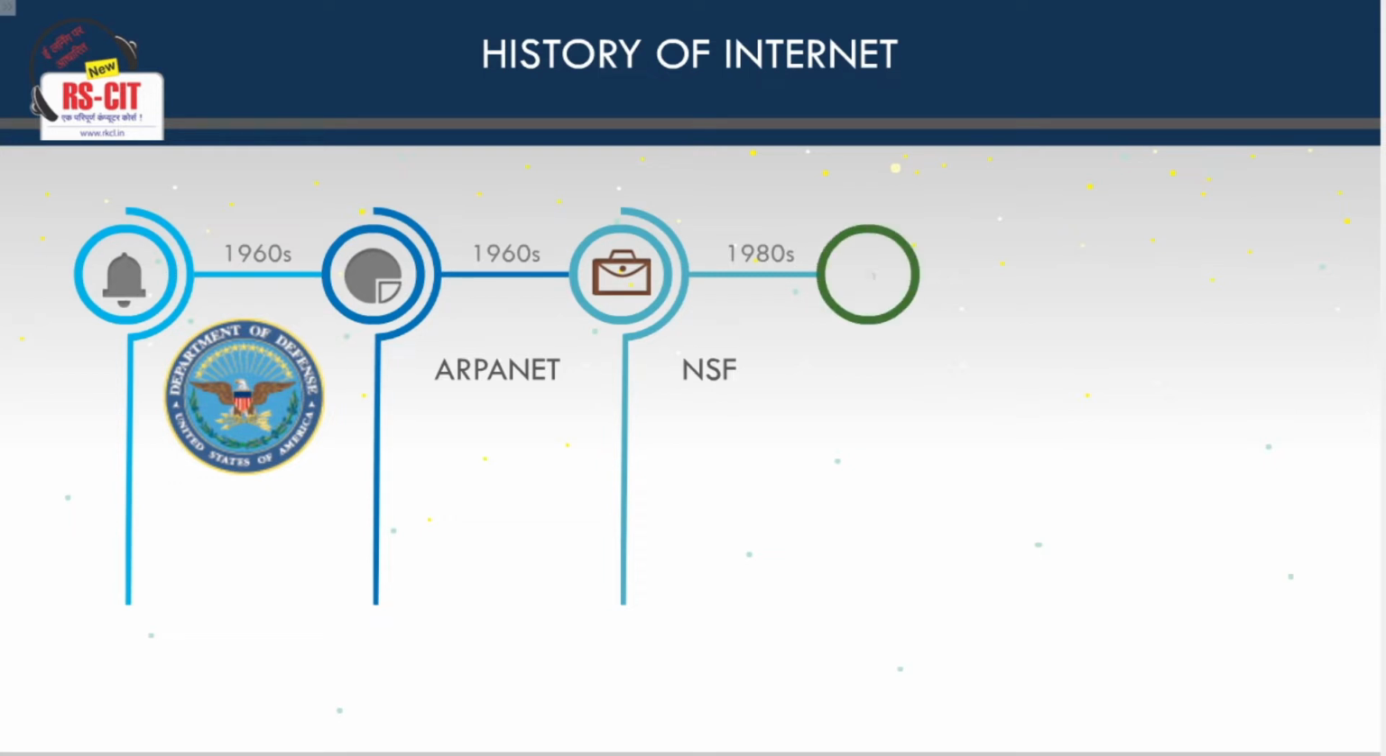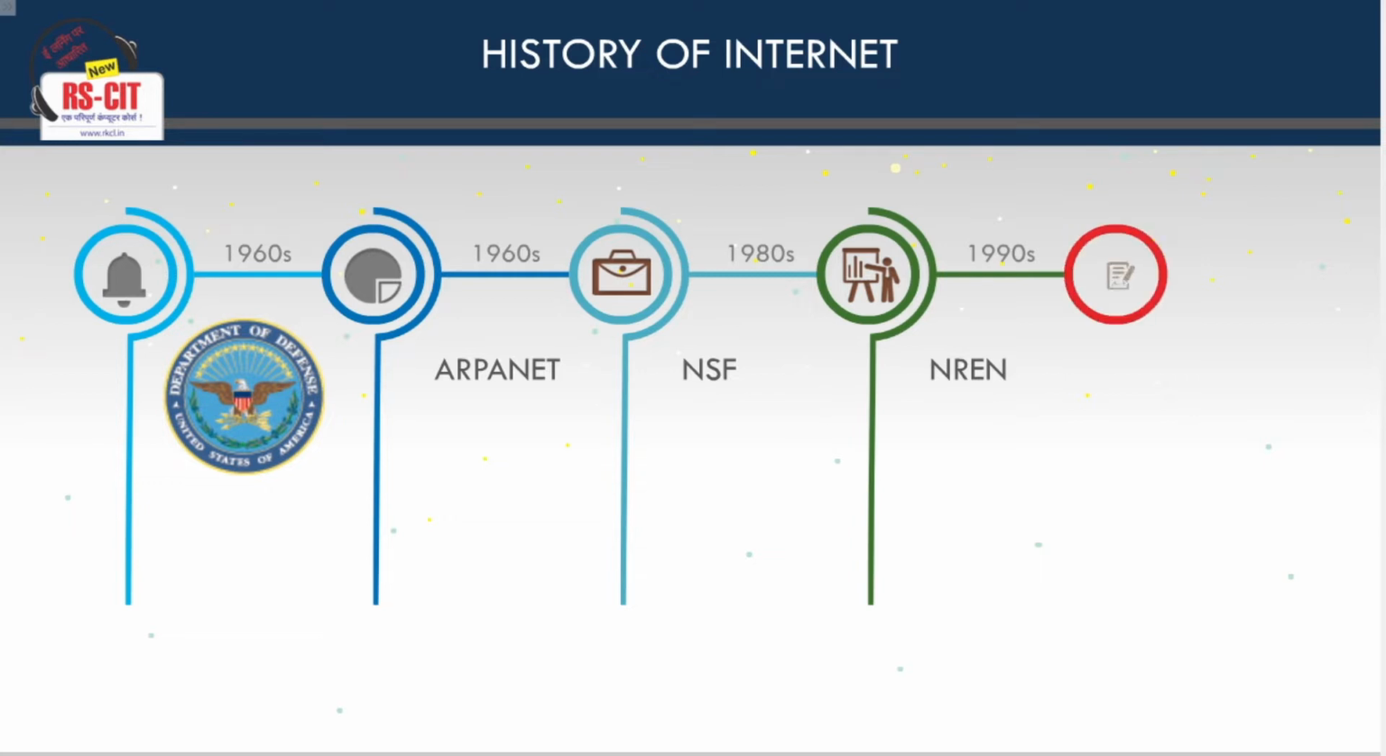In 1991, the US High Performance Computing Act established the NREN, that is, National Research and Education Network. NREN's goal was to develop and maintain high-speed networks for research and education, and to investigate commercial uses for the Internet. The popular name for the Internet is the information superhighway.